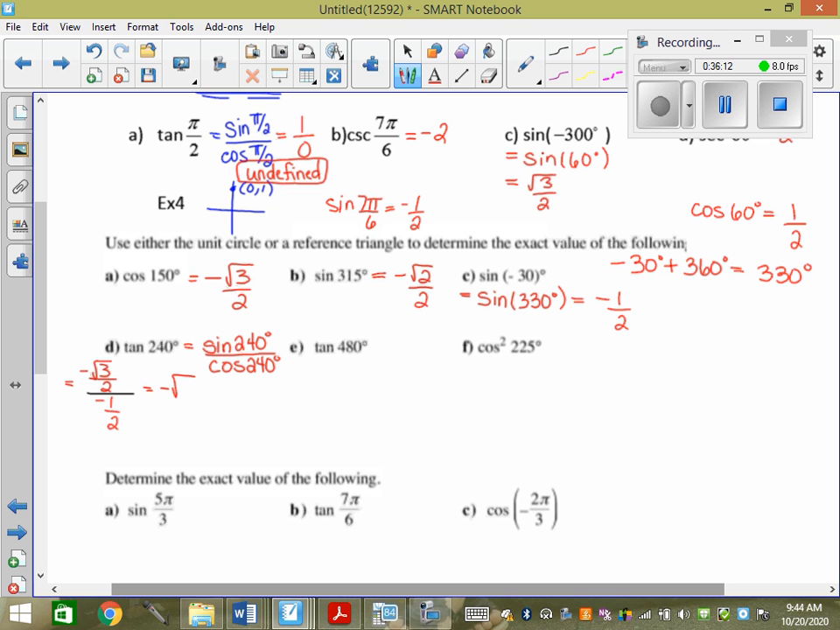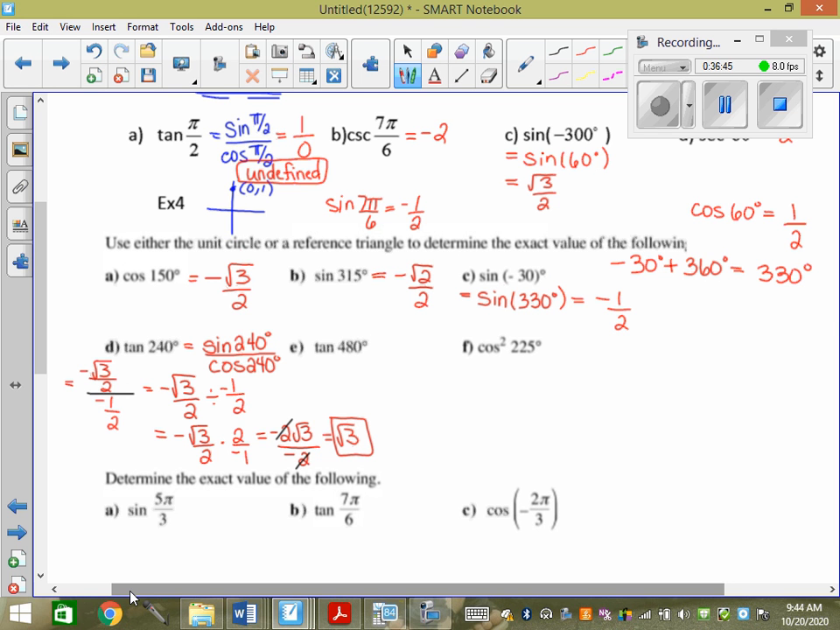So I'm going to get negative root 3 over 2 divided by negative a half. And so I get negative root 3 over 2 times 2 over negative 1, which is actually negative 2 root 3, sorry, over negative 2. The negative 2's cancel, and it's just root 3. Is tan positive in that quadrant? Yeah. So it's good that our answer is positive.